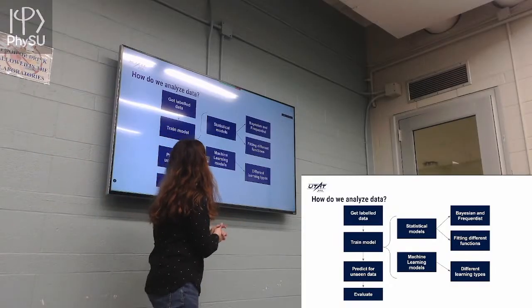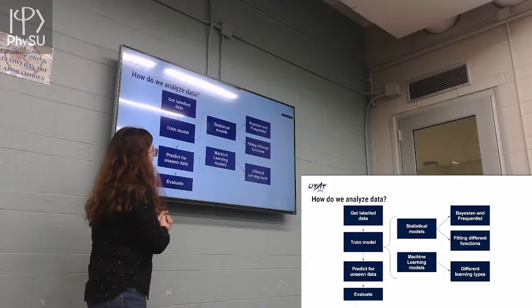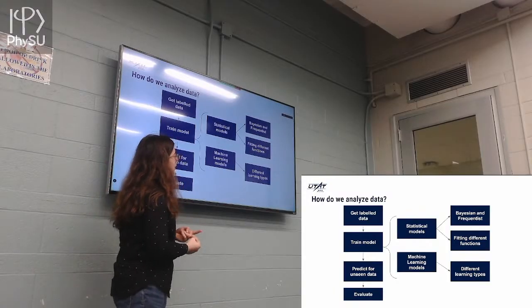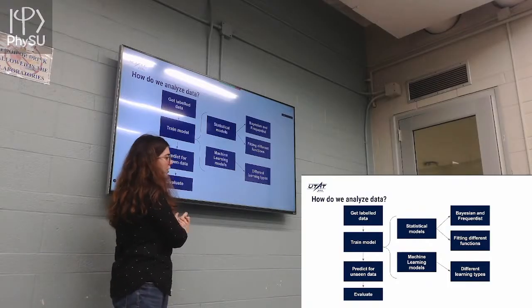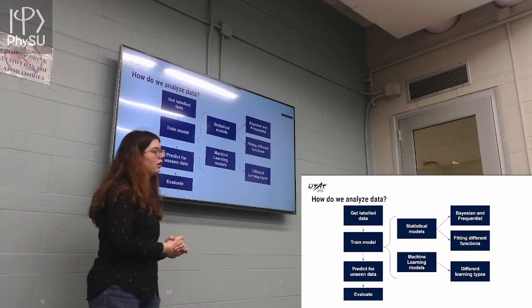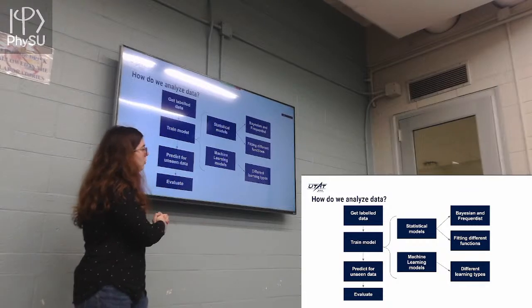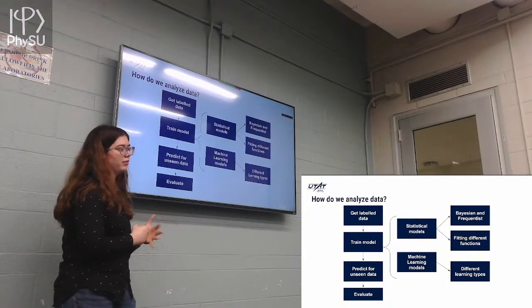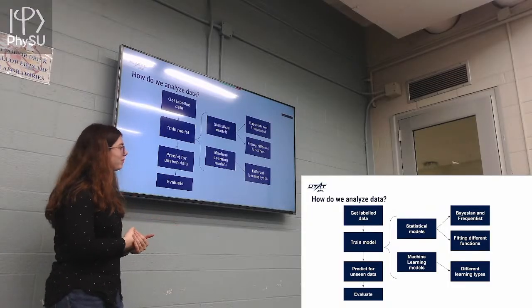We have various methods, just a few examples. For statistical models, we use both Bayesian and frequentist approaches, and we use them to fit different functions. And for machine learning models, again, we have a bunch of different types. Right now, I think the one we use the most is ensemble decision tree learning, but we are constantly trying new methods.